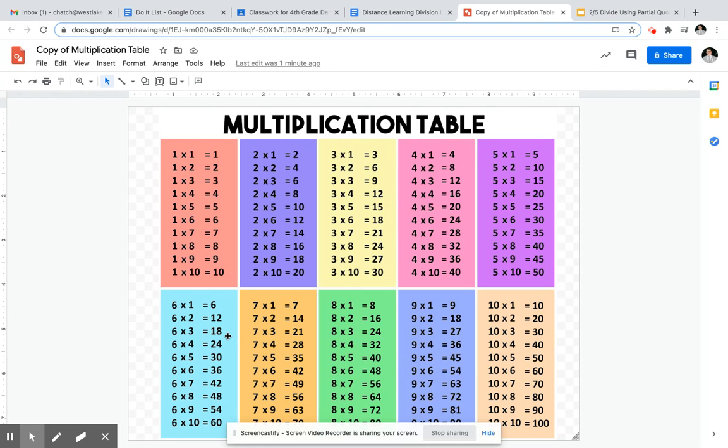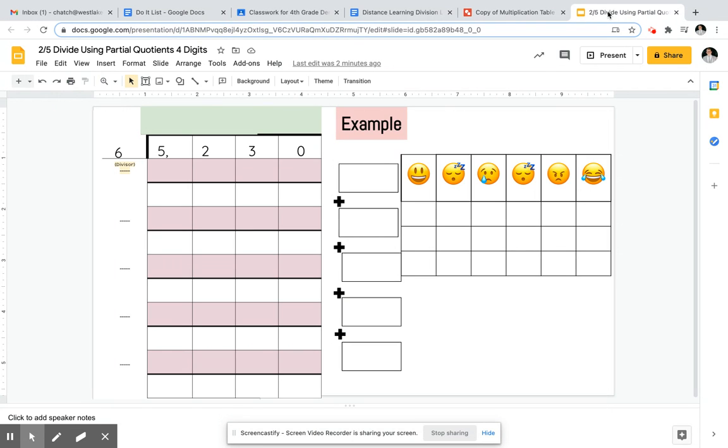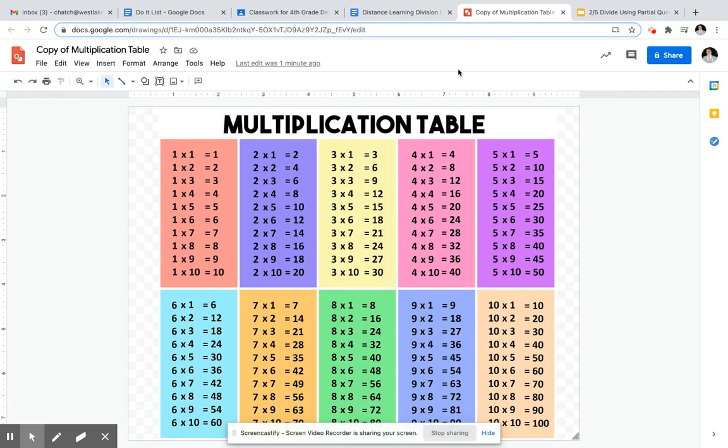Well, we can do this with the hundreds place as well. We could say that 6 times 300 would equal 1,800 because we would add 2 zeros onto the end of 18. Well, that's what we are going to do in our head or using our multiplication table to figure out. Remember, we're getting as close to 5,230 as possible.